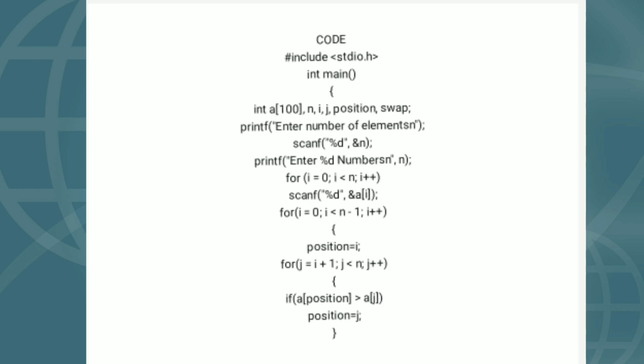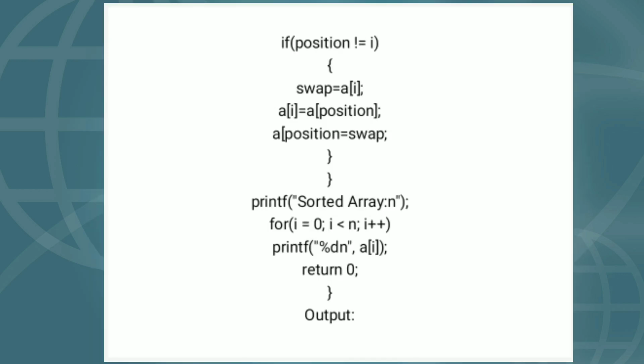Let's start the coding for selection sort. It starts with the for loop, and i value starts from 0 to n minus 1, then position equals i, and another for loop starts with j value i plus 1 to n, and if a of position is greater than a of j, position equals j. If position not equals i, swap equals a of i, a of i equals a of position, a of position equals swap. That means exchanging of a of i and a of position will happen. Then the array will get sorted.